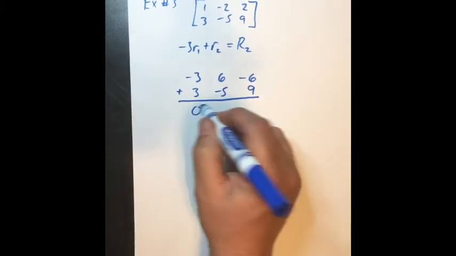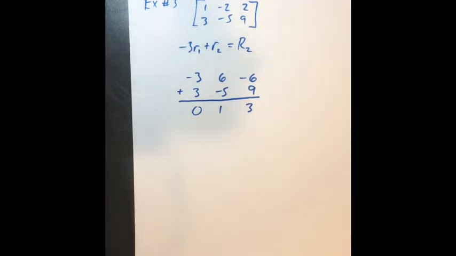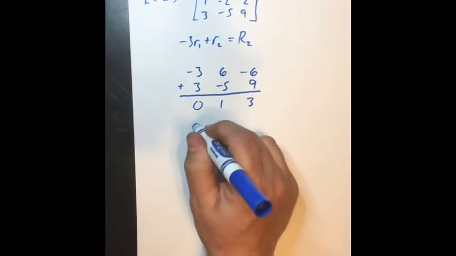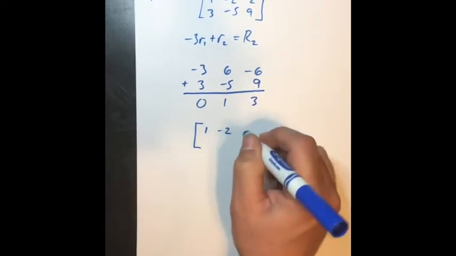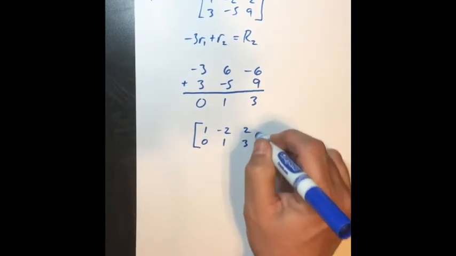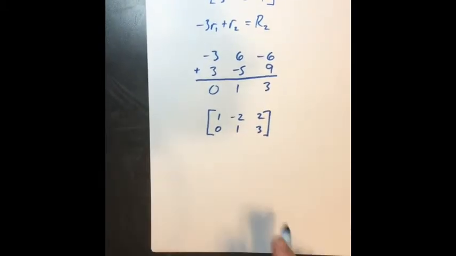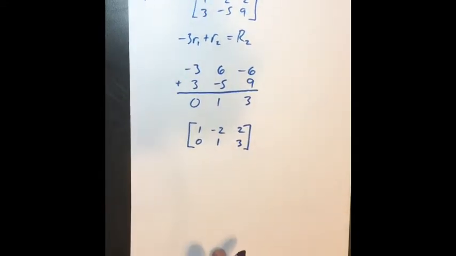And that'll give us a 0, a 1, and a 3. So that's our new row 2. We're going to rewrite our matrix, leaving row 1 as it was, and putting this new solution into row 2. So that's our final answer right there for this particular set of row operations.